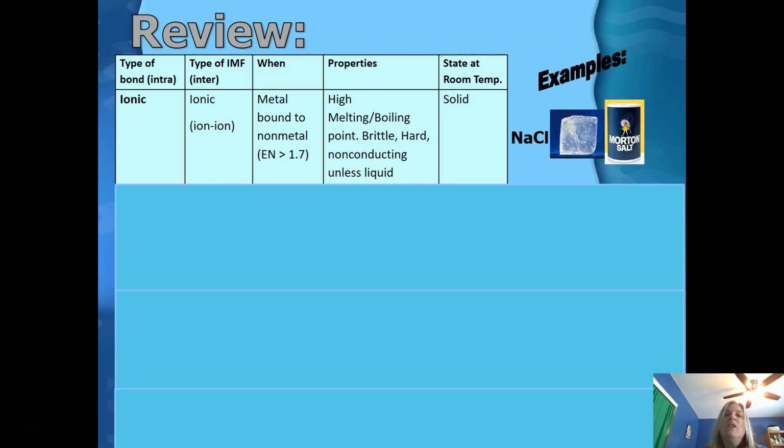Some properties, you learned about these in the first video, but it's good to keep them in one location, so let's write them down. Ionic compounds have high melting and boiling points. They are brittle, they are hard, and they do not conduct electricity unless they're liquid. So what does this stuff mean? Well, brittle means that if you had a plate of it and you went to try to bend it, it would just break. It wouldn't bend at all. So brittle is something that just breaks, like a dry stick. You try to bend it, it just breaks.